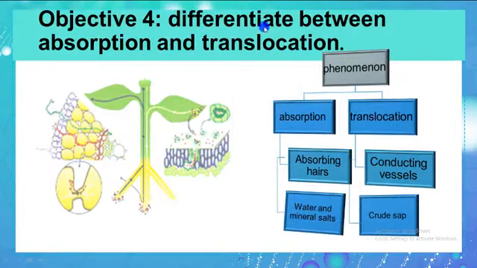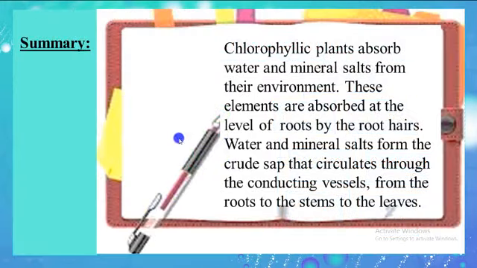Objective 4. Differentiate between absorption and translocation. Absorption is a process that takes place through the absorbing hairs, while translocation takes place through the conducting vessels of the plant. In absorption, water and mineral salts are absorbed from the soil, while in translocation, the crude sap is transferred from the roots to the other parts of the plant.